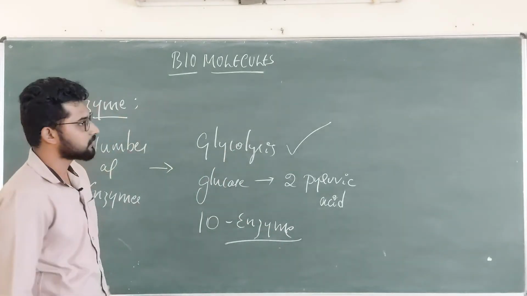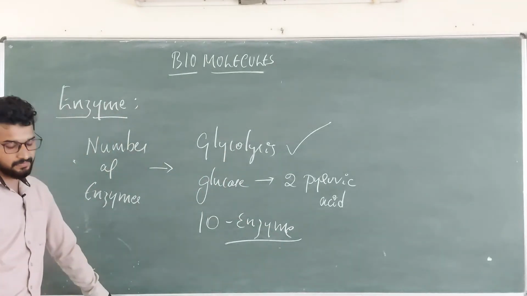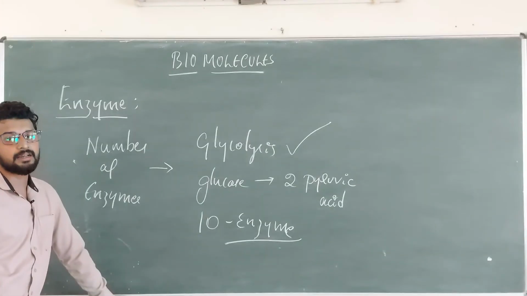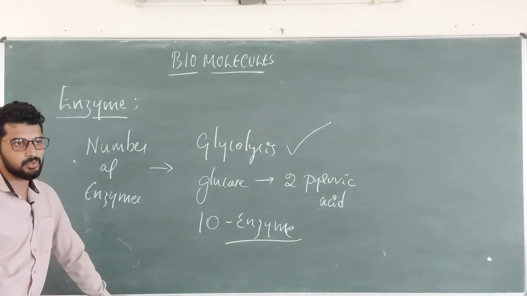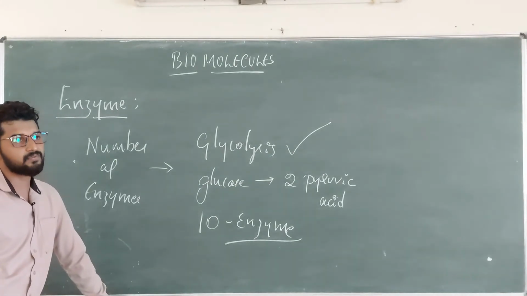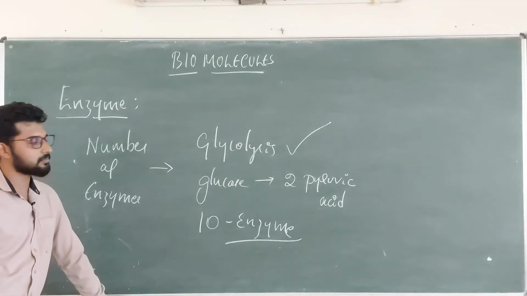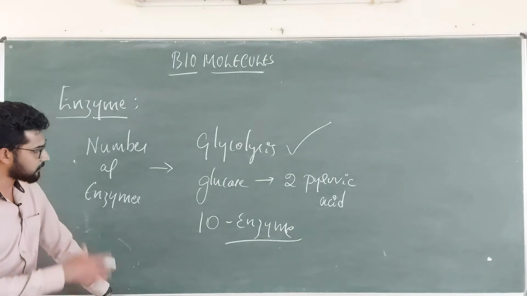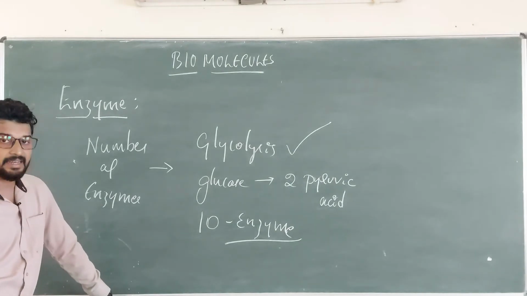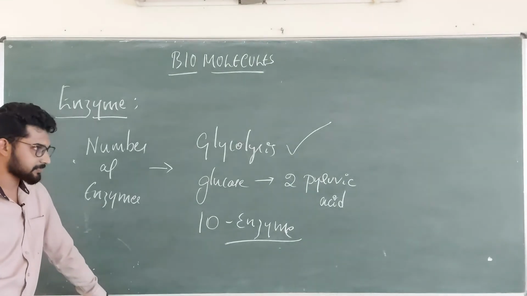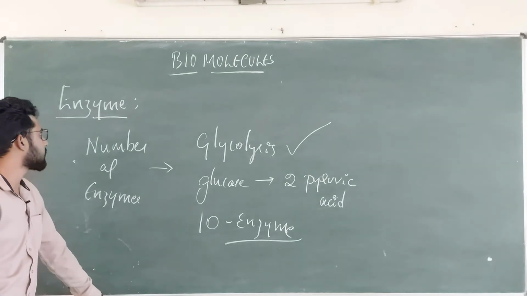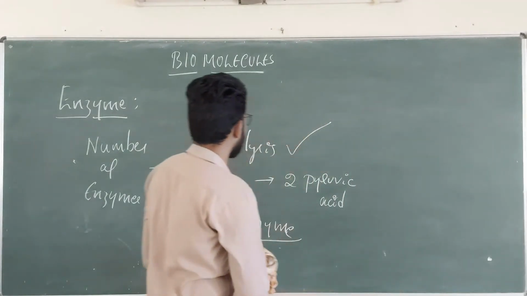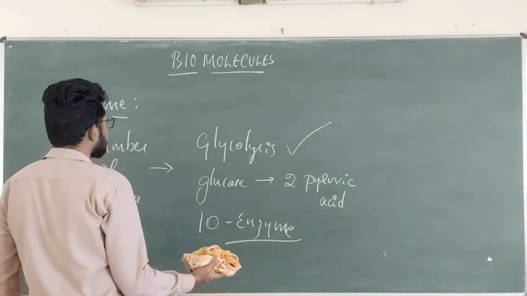If the glycolysis process should happen in our body, we require 10 enzymes just to convert glucose to pyruvic acid. So for a particular reaction, you cannot restrict the enzyme to 1 or 2. Based on the requirement of a reaction, the enzyme will lead a role. For glycolysis, we require 10 enzymes to complete a reaction. Okay, this is about enzymes, the introduction of enzymes. Fine. Let us see nature of enzyme action.